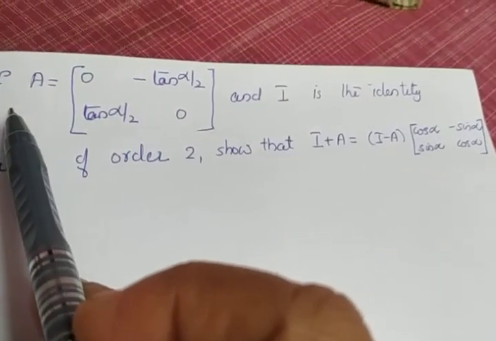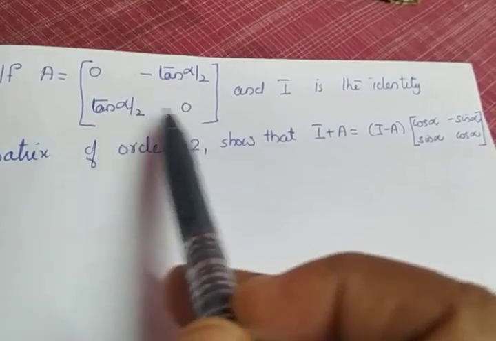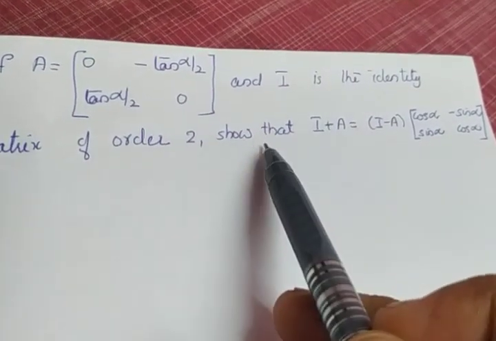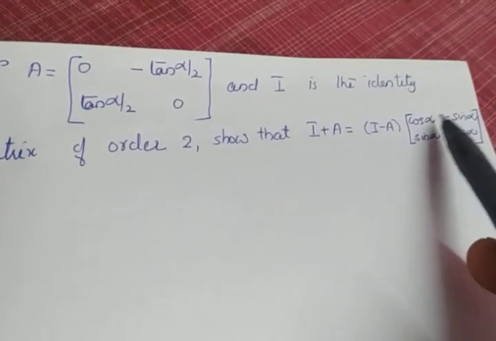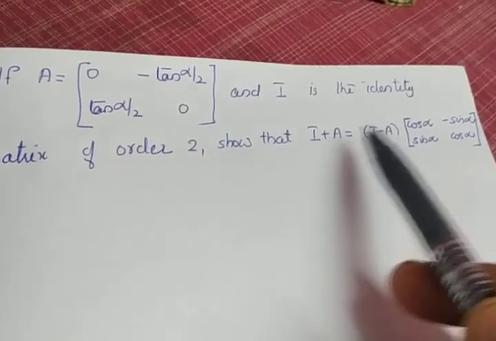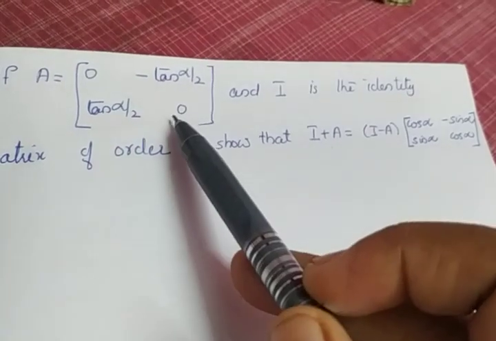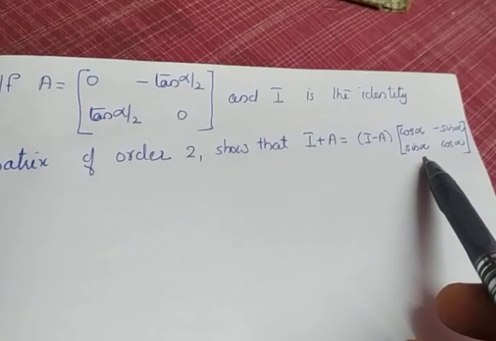The question is, if A is equal to the matrix [0, minus tan alpha by 2; tan alpha by 2, 0] and I is the identity matrix of order 2, show that I plus A is equal to I minus A into the matrix [cos alpha, minus sin alpha; sin alpha, cos alpha]. So we have to prove LHS is equal to RHS. I is given as the identity matrix of order 2 and A is a 2 by 2 matrix. So we have to show LHS equal to RHS.